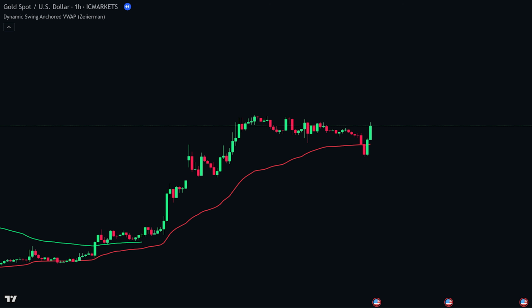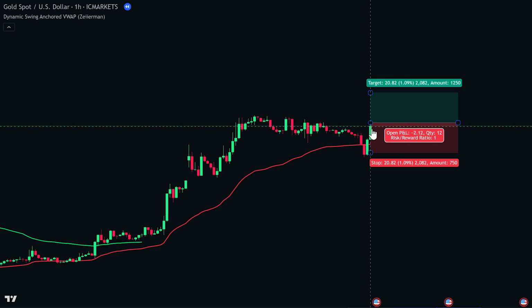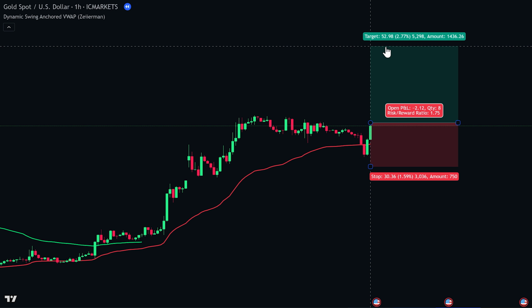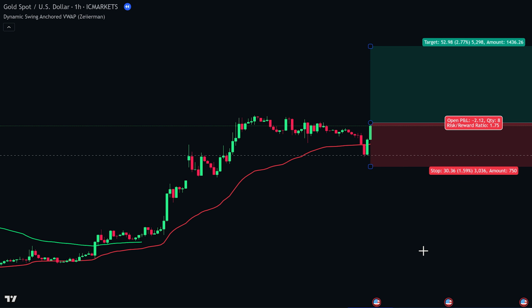Third, impulse pullback continuation trade. Buy trade idea. Look for a strong impulsive move away from VWAP, showing that buyers are firmly in control. Instead of chasing the breakout, let price retrace back into VWAP. When it touches and shows bullish rejection, a green engulfing or clear bounce, that's your buy. Stop goes just below VWAP, and the target is the recent high or beyond if momentum continues.